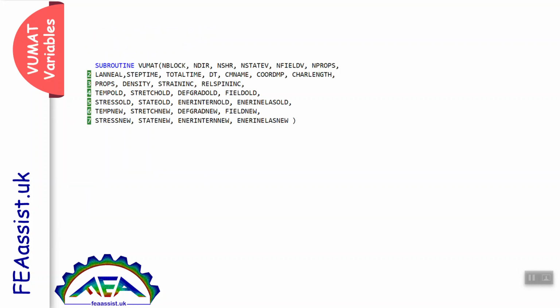The important thing about VUmat subroutine learning is VUmat inputs and outputs. VUmat has some variables. Some of them are inputs from Abaqus. In VUmat, we process the inputs and export the processed inputs as outputs.